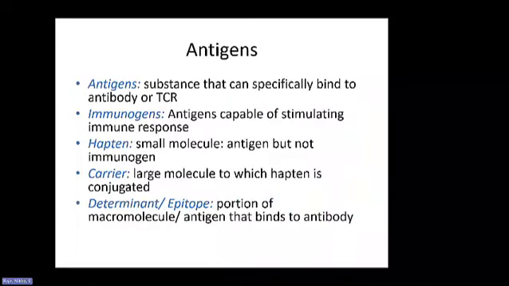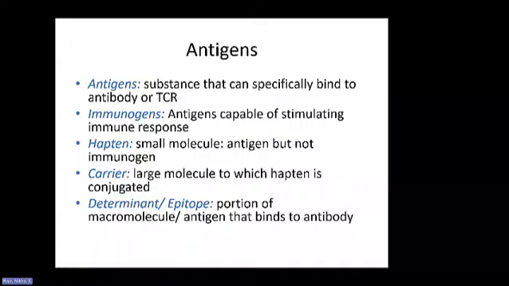All right, we talked about antibodies. Now we talk about antigens. Antigens are substances that can specifically bind to the antibody or T cell receptor, so any adaptive immune receptor. Immunogens are a type of antigen. So antigens that are capable of stimulating immune response are called immunogens.